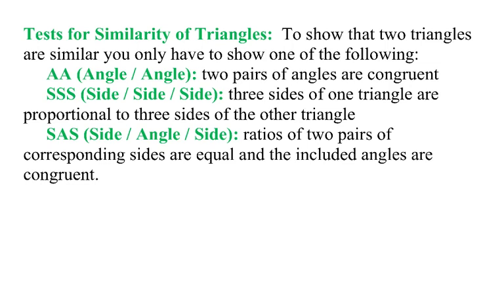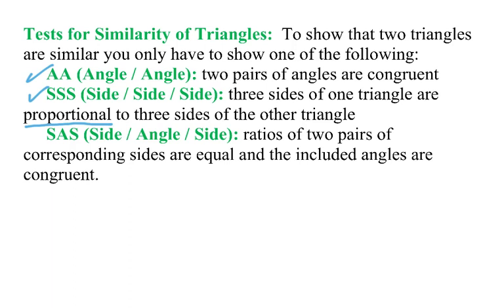To show that two triangles are similar, you only have to show one of the following, and they're all abbreviated in nice ways. AA, angle, angle. Two pairs of angles are congruent. Not all three, just two. Side, side, side. Three pairs of sides of one triangle are proportional. That means we're going to be looking at the ratios of lengths of sides. Three sides of one triangle are proportional to three sides of the other triangle.